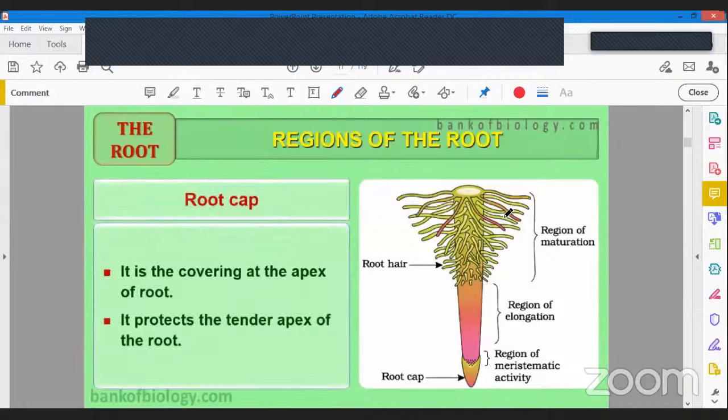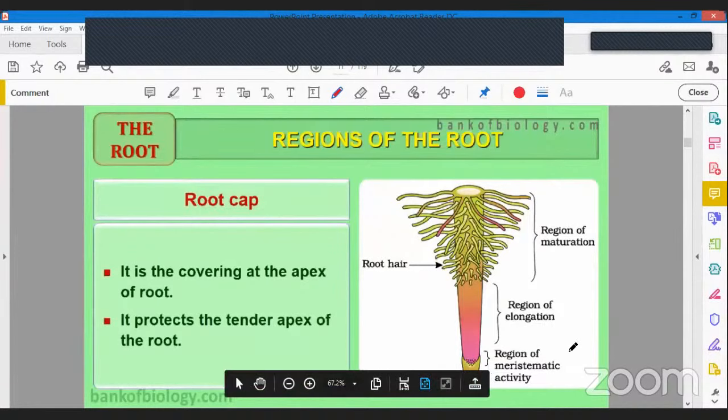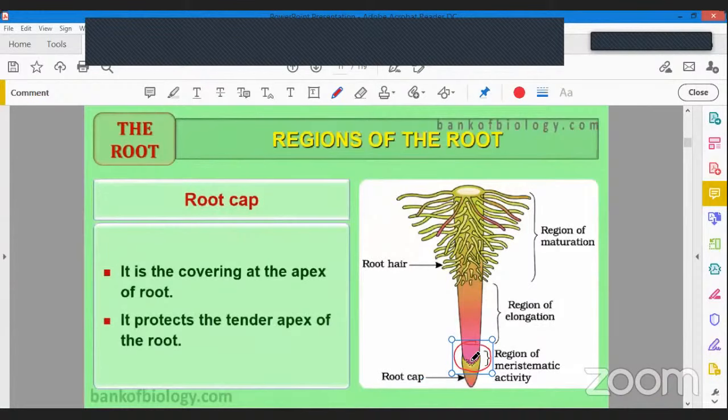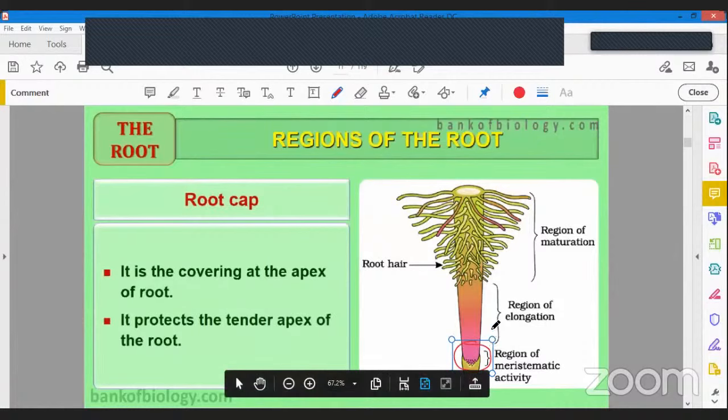Now root cap. It is the covering at the apex of the root. Can you see here? At the tip of the root, that is called the root cap. It protects the tender apex of the root. Can you see this part? Here the cells will keep dividing and it will be the soft part. It will protect the tender apex of the root. Done. So take it down.